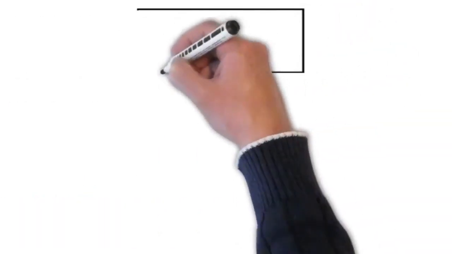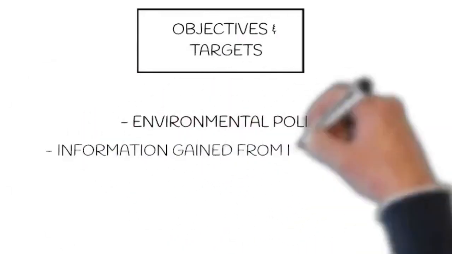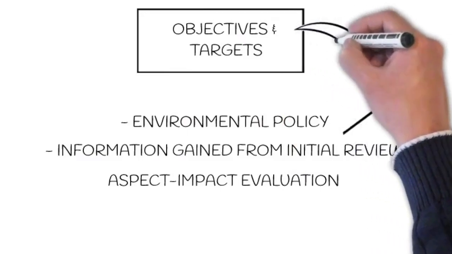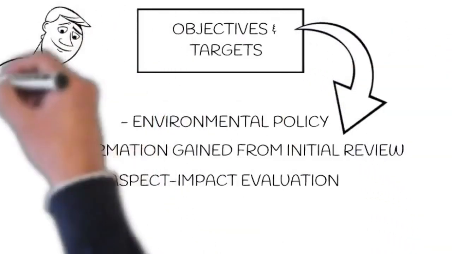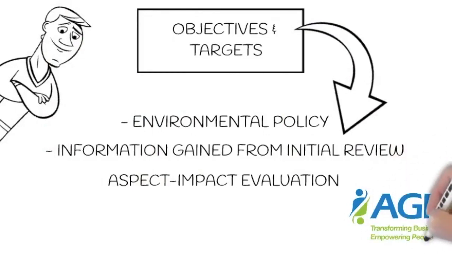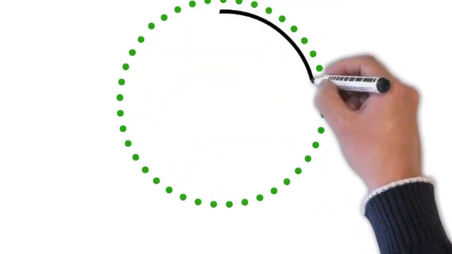Your objectives and targets should be based on your environmental policy, information gained from your initial review, and your aspect impact evaluation. They should aim to address any significant environmental aspects and should incorporate specific legal requirements. Ultimately, your aspects impacts register will help you establish your EMS objectives and targets.